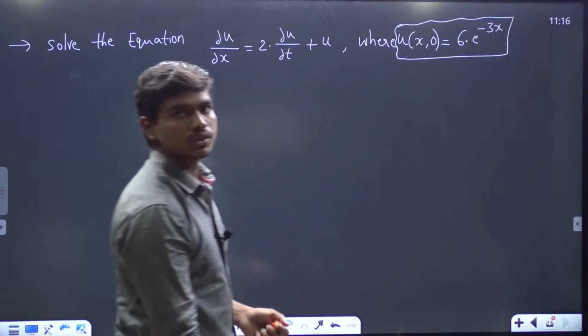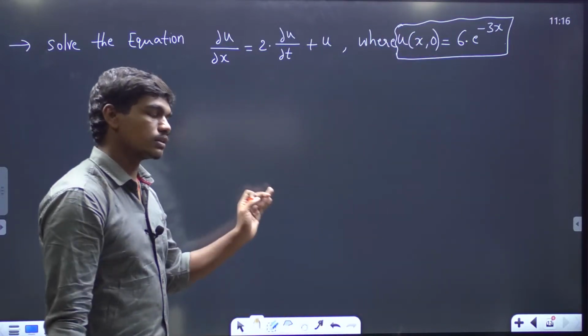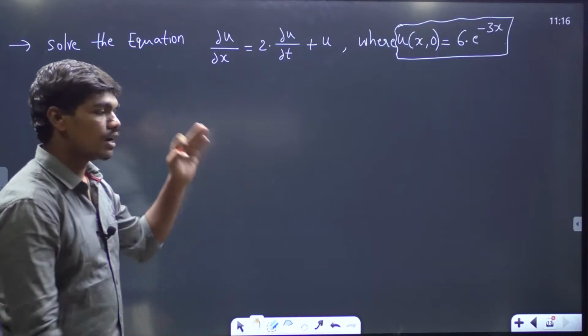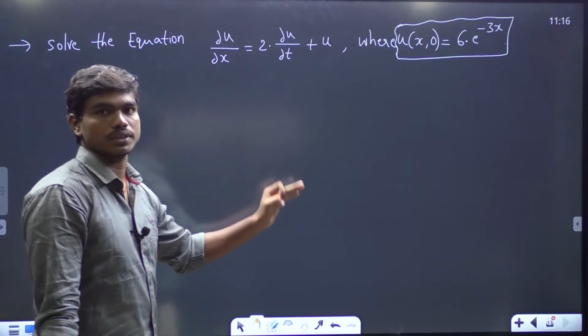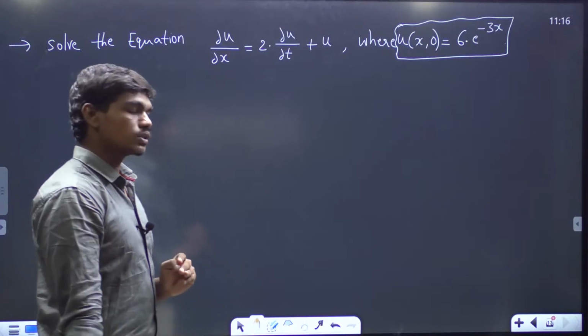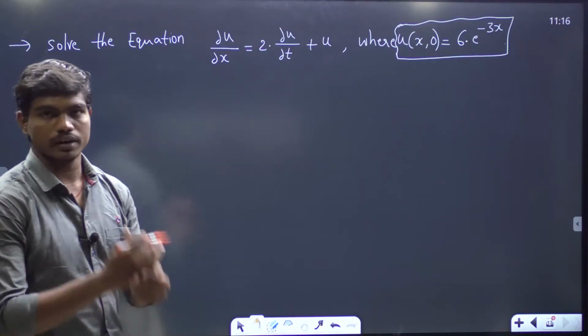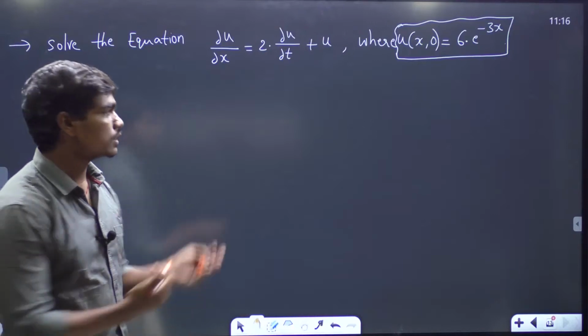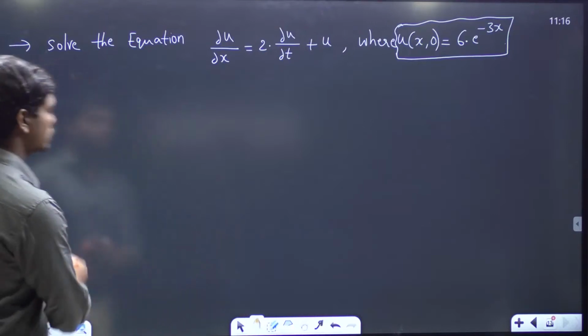So how to solve this question? This is a first order partial differential equation, and we are solving it using variable separable form. How to proceed in variable separable form? I'll tell you the key points, and also solve this question simultaneously. So, solution.